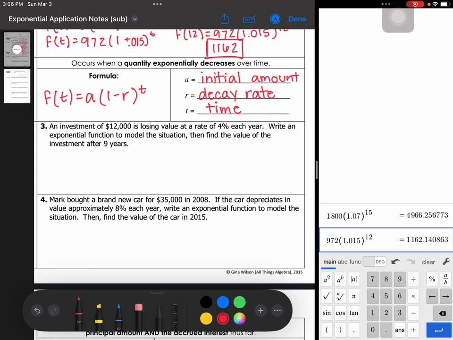situation. So number 3 is talking about an investment of $12,000, and it's losing value at a rate of 4% each year. We want to write an exponential function to model the situation, then find the value of the investment after 9 years. Even though it doesn't say the word decay or decrease, the fact that it's losing value is what tells us it's going to be an exponential decay function instead of an exponential growth function.